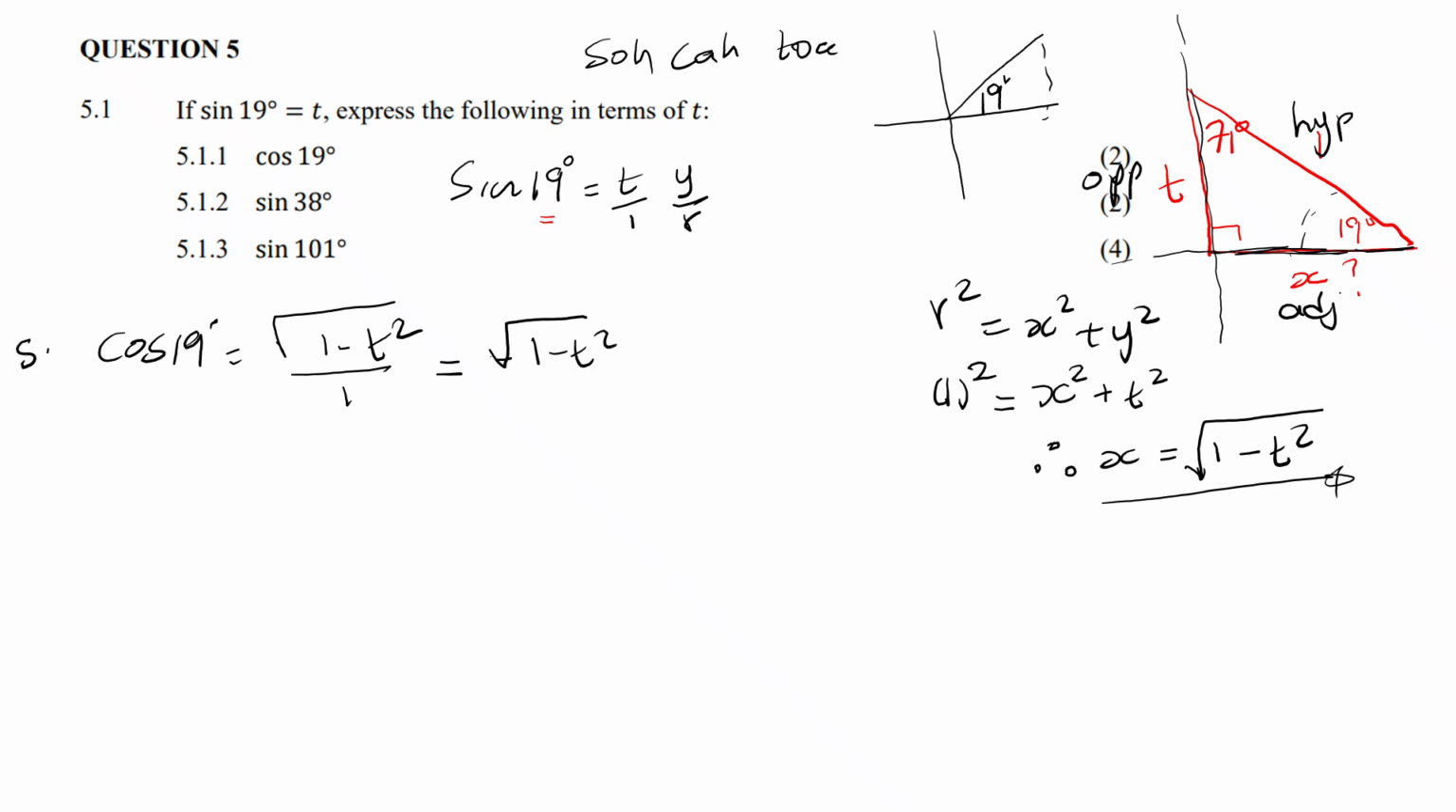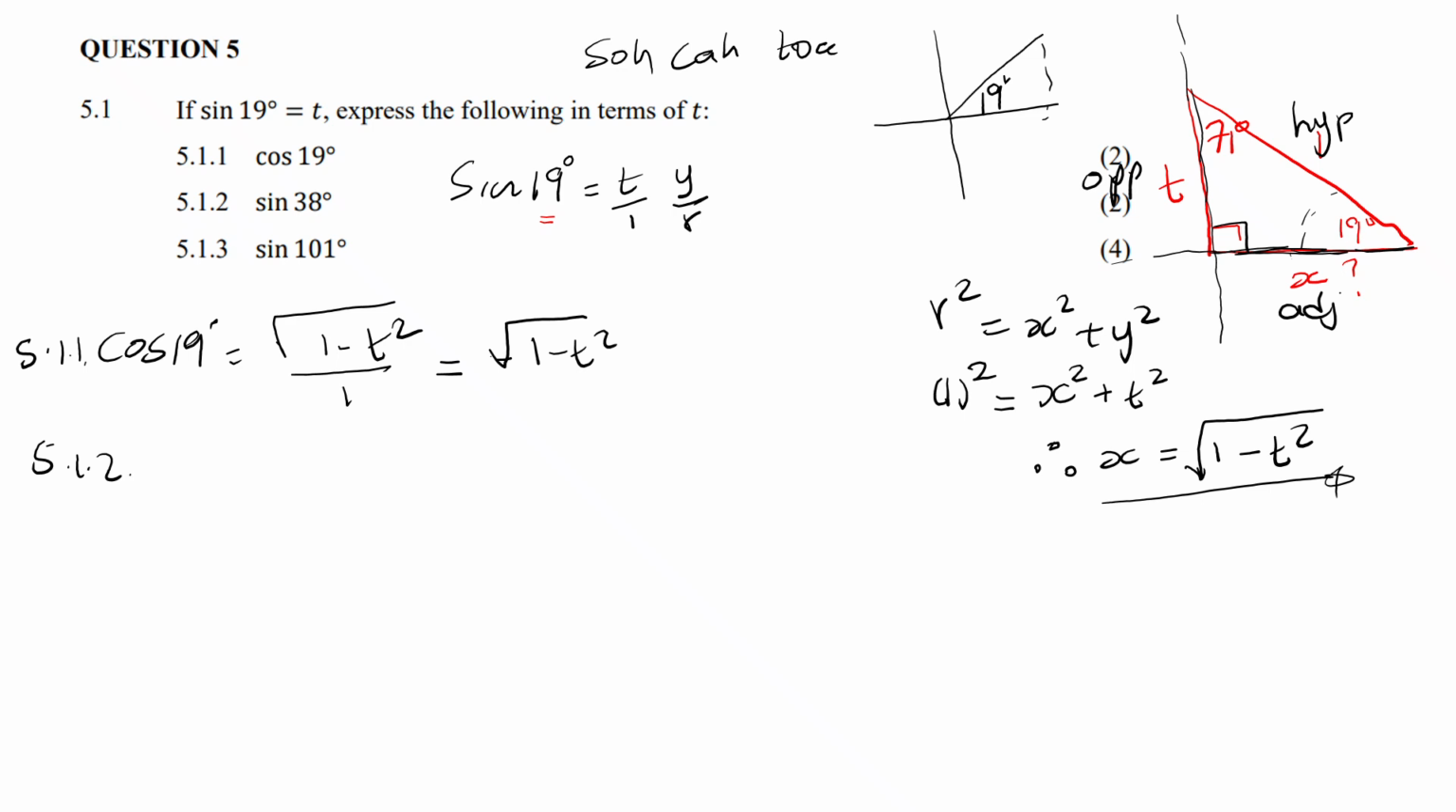Then you've answered 5.1.1. You move to 5.1.2. They are asking for the sine of 38. Look at this. Inside this right angle triangle, do we have 38? No. You need to make sure that you only work with 71 or 19 degrees.